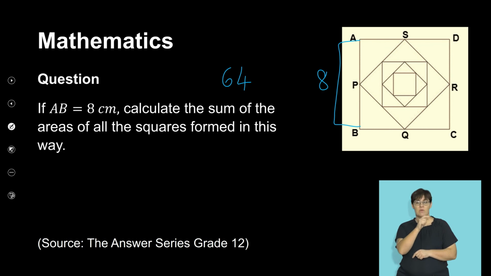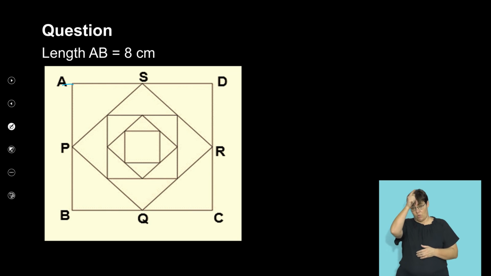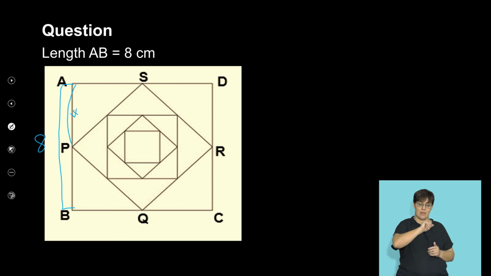But in order for me to actually use the sum to infinity, I've got my a now, which is 64, but I still need my ratio. We need to find the area of the square within ABCD in order to establish my common ratio. How am I going to do this? If I know that this is 8, and we know that P, S, R, and Q are drawn from the midpoints of the sides of the square, that means that AP would have to be 4 units, and AS would have to be 4 centimeters.